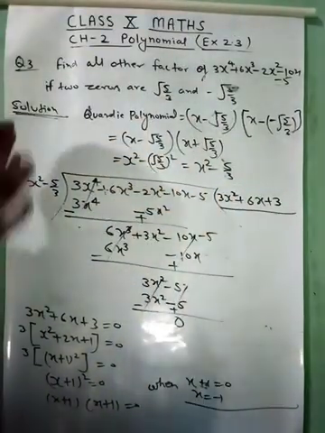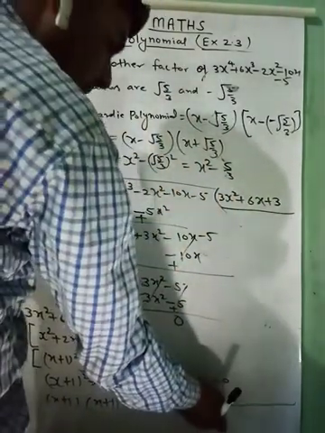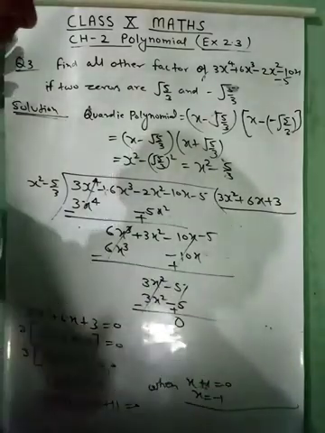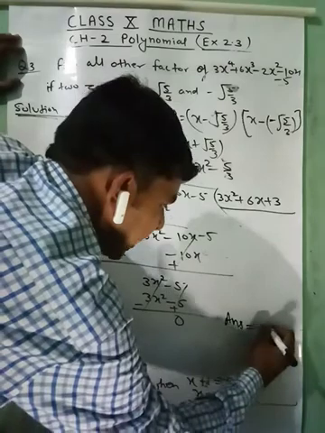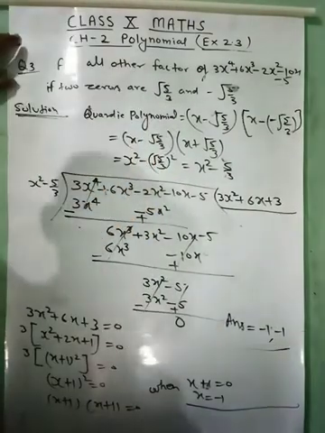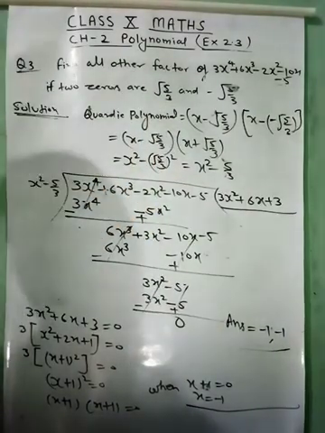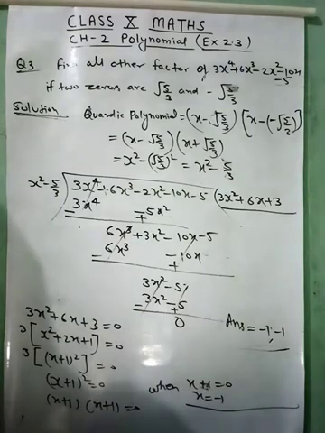It means the two zeros are minus 1 and minus 1. It's your answer. Clear? Now next question.